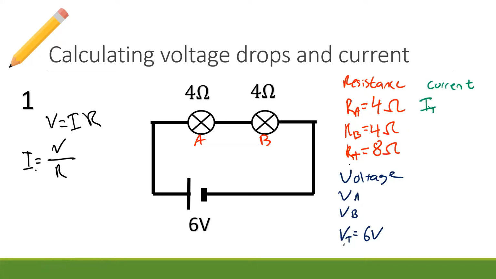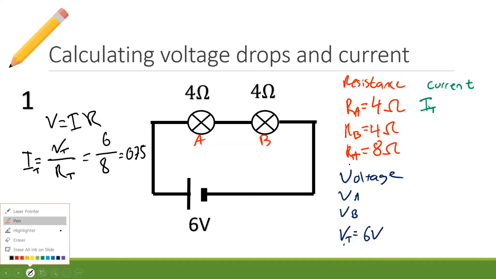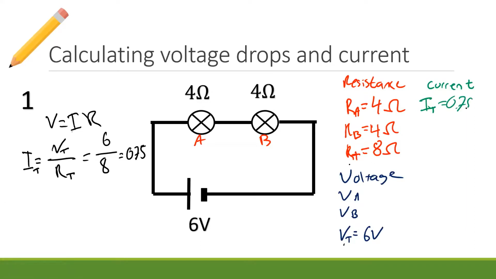All I'm going to do now is this. The total current is equal to the total voltage divided by the total resistance, which means that the total voltage being 6 volts divided by the total resistance, which is 8, is going to be 0.75 or 3/4. So that's going to be 0.75 amps.